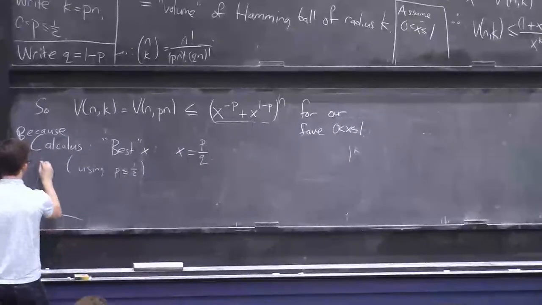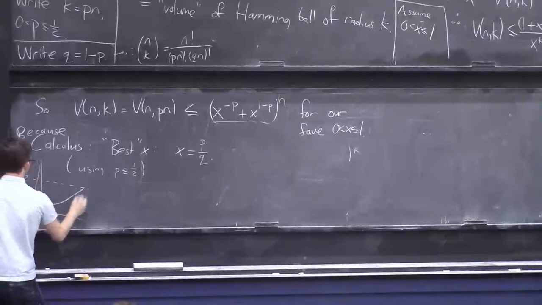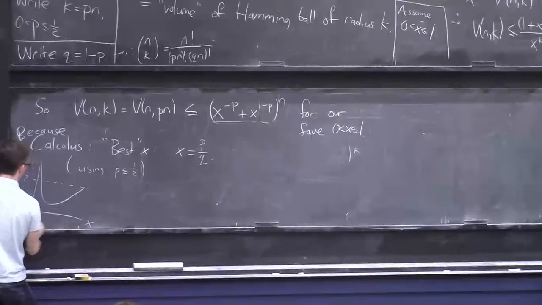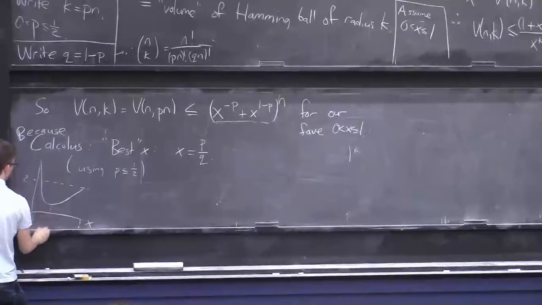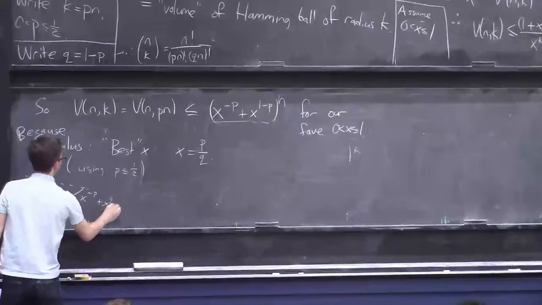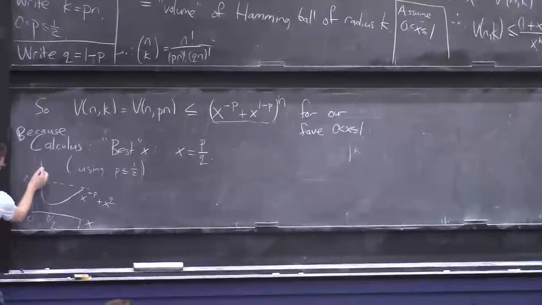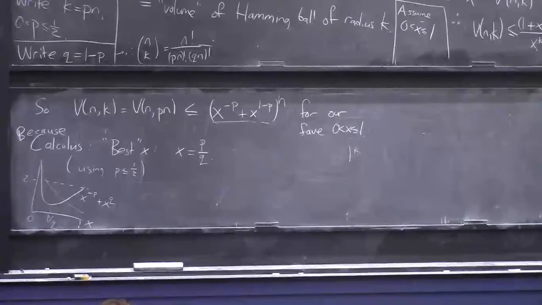this. 1, 0, and this is p over q. This is x to the minus p plus x to the q. OK, so that's a fact that you can check by plotting in calculus. If p is bigger than a half, the thing looks like this. So the best x is just 1, and you don't get a very good bound.